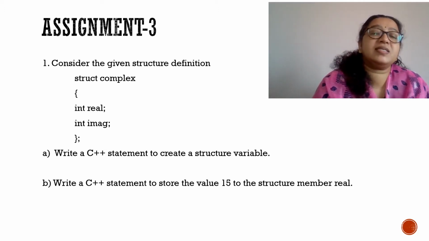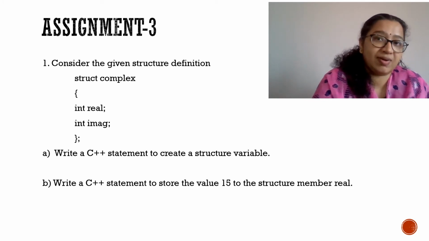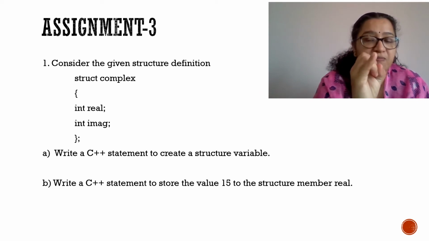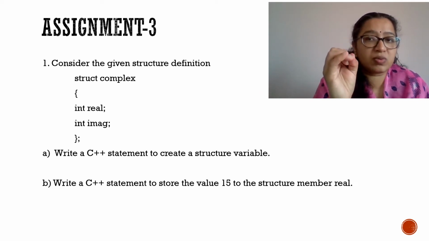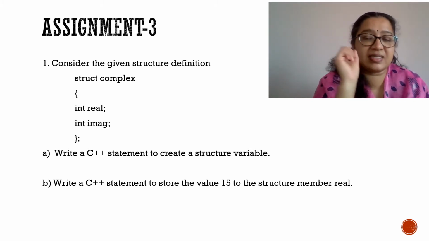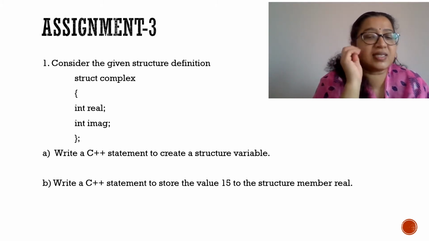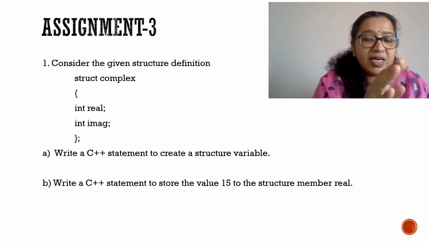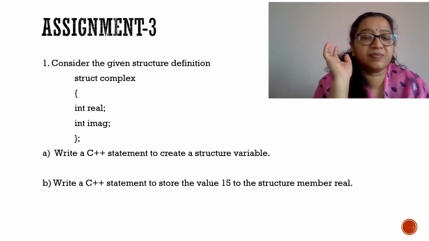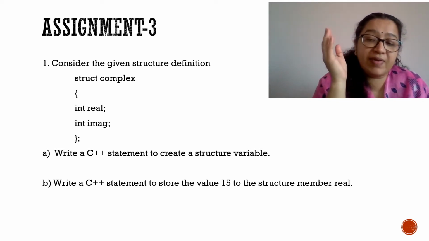So we already studied how we can declare a structure variable. Three methods we already studied. Through definition or through a statement. Inside the void main we can write a statement there. So the question is like that. The definition is already given there. Only the C++ statement is needed here. So what is the answer? How can we declare a variable?